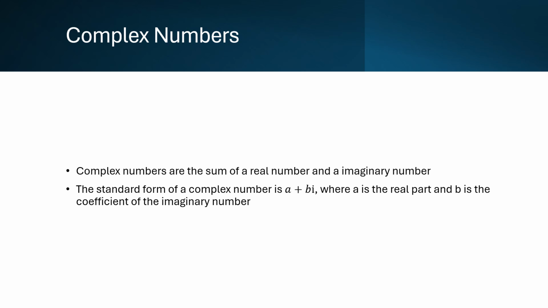Complex numbers are the sum of a real and imaginary number. The standard form of a complex number is a plus bi, where a is the real part and b is the coefficient of the imaginary part.